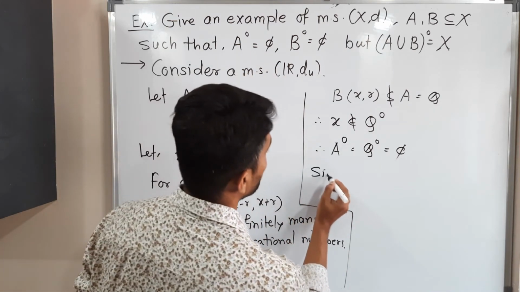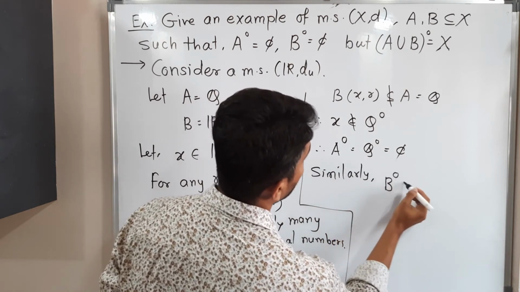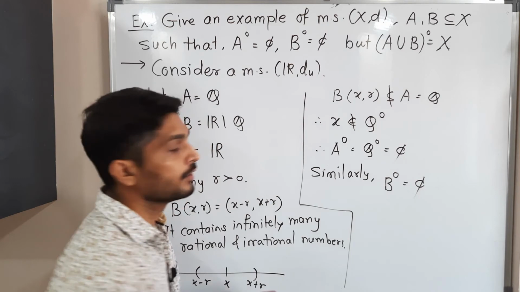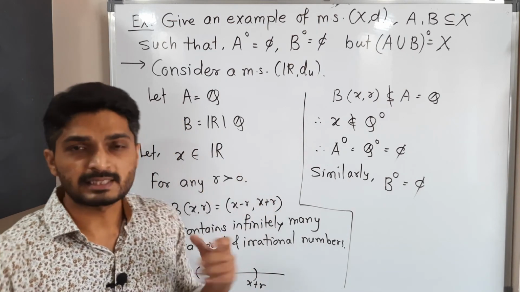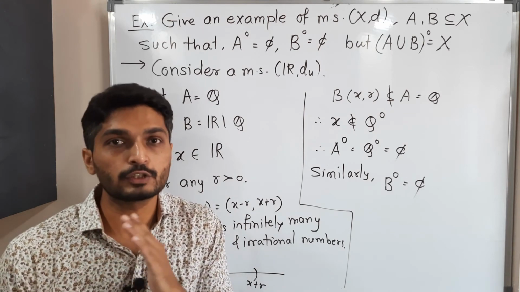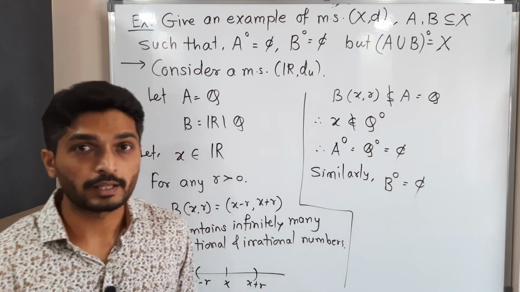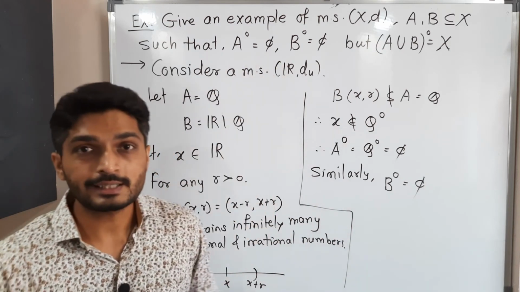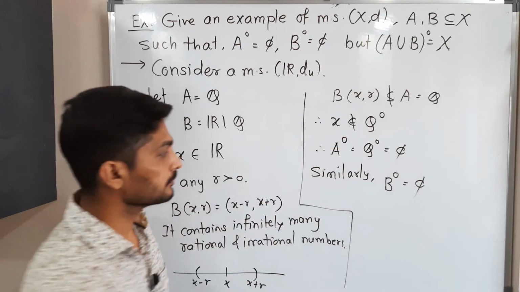Similarly, we can prove that B interior is also equal to phi. B interior means interior points of the set of irrational numbers. Same logic. The logic we have used for rationals, the same logic we can use for irrationals also, and we can prove that it is also equal to phi. So see, these two conditions are satisfied. Let us try to check the last condition.